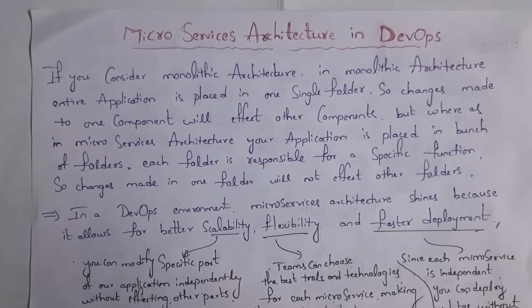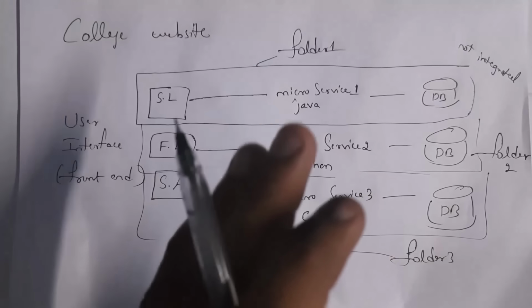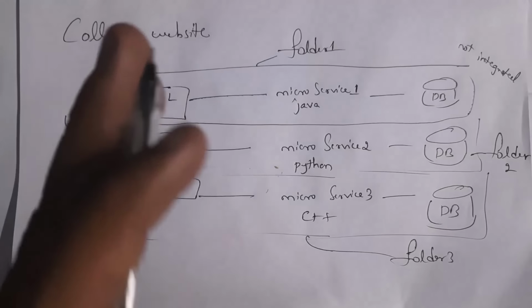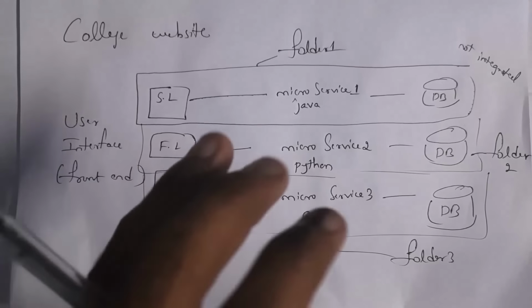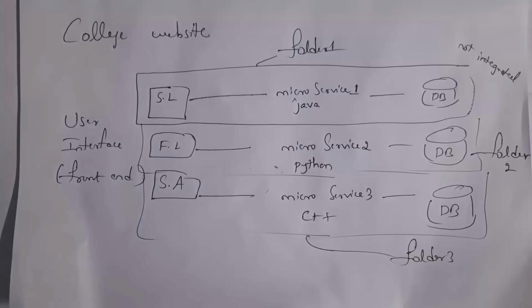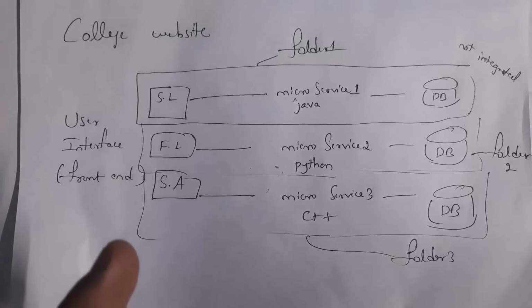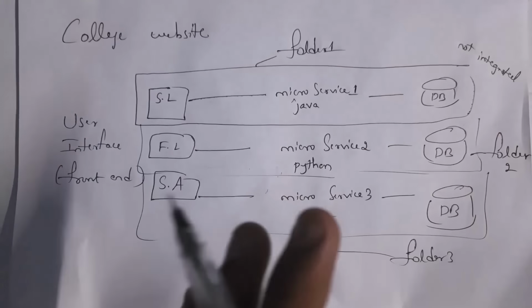Guys, I will give one example so that you can clearly understand what is this microservice architecture. If you consider monolithic architecture, in monolithic architecture, front end, back end and as well as database, all these components are stored in one single folder and they are integrated to each other. But whereas if you consider microservice architecture, in microservice architecture, each service is placed in one folder and they are not integrated to each other.